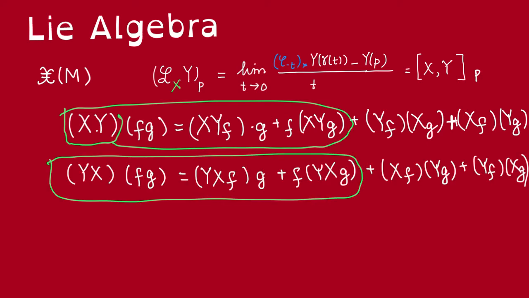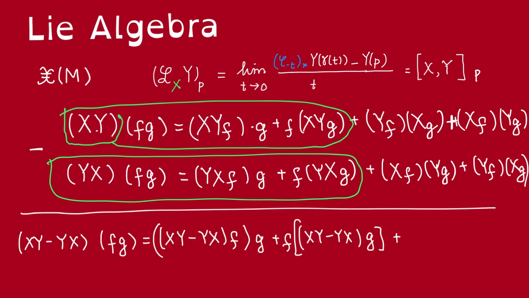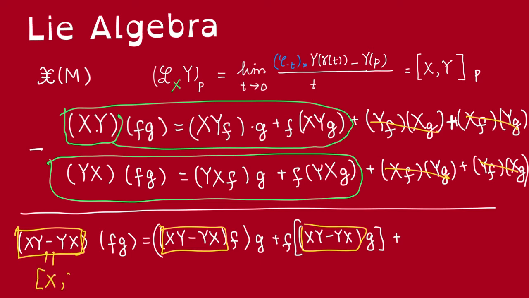By symmetry, if we switch X and Y, we should have the following expression, just switching all of the Y with all of the X. Now, let's subtract one expression from the other. Here, observe that this is equal to this, and this is equal to this. So all of those redundant terms cancel, and here we just have this identity, which shows that XY minus YX is actually a derivation. So we call this the Lie bracket of X and Y.